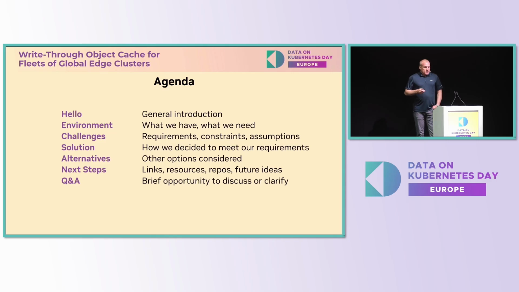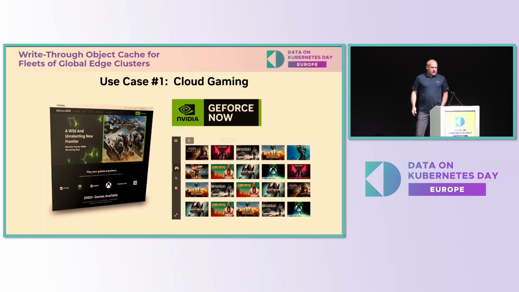Followed by that, we'll look at the solution, how we decided to meet these requirements. And I also want to touch on some alternatives that we considered throughout our assessment process. A lot of different options out there could suit this particular use case. I want to leave a few minutes at the end for Q&A if possible. So let's get started. So what do we have?